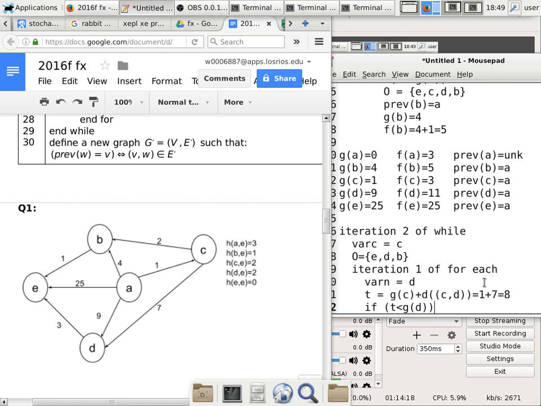Just beat it by 1, right? Because G of D has a value of 9 and T has a value of 8. In other words, what we thought was the shortest path is not the shortest path anymore. We just found a shorter path to go from the start state to vertex D in this case. Is that okay? So this is important.